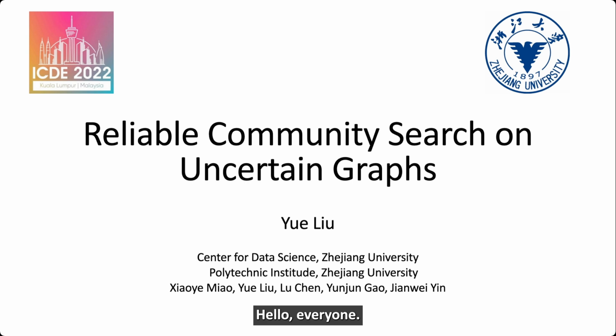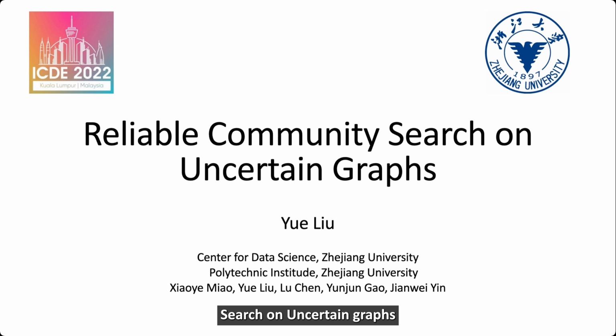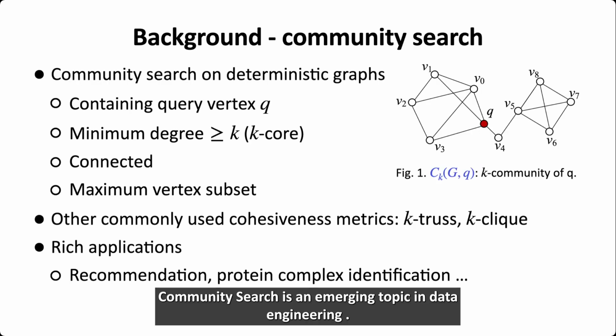Hello everyone. The title of my presentation is Reliable Community Search on Uncertain Graphs. Community search is an emerging topic in data engineering.